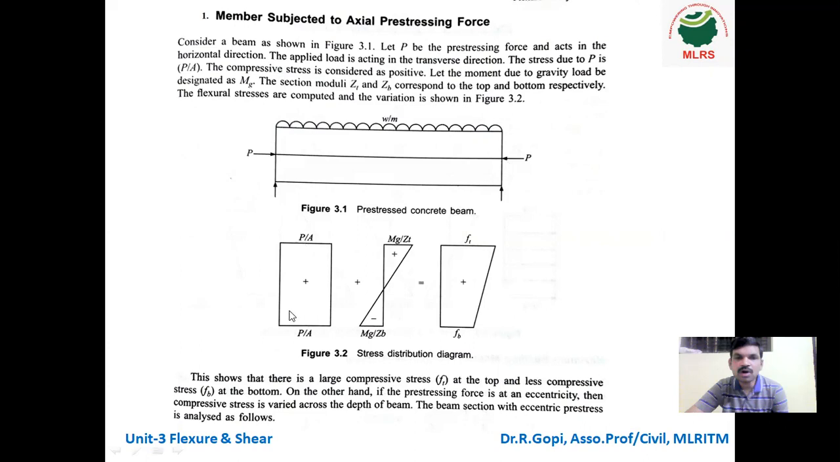That is P by A is the direct stress, and due to the external load, the moment will be developed, that is Mg by Zt, due to gravity load. If other external loads, that means live load, also act, it will come as Mq divided by Zt. So this is the final stresses produced due to the prestressing force at top and bottom. This is the stress distribution diagram.